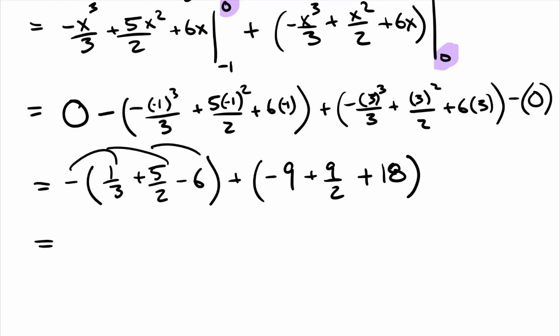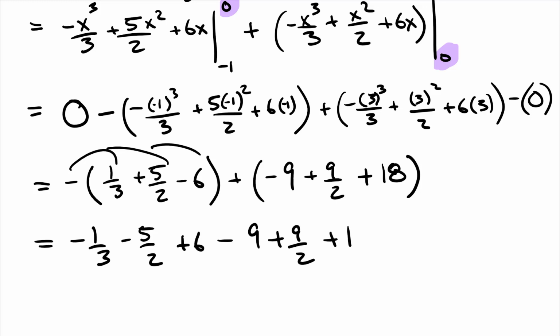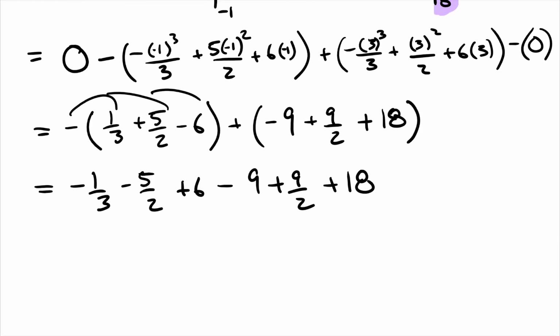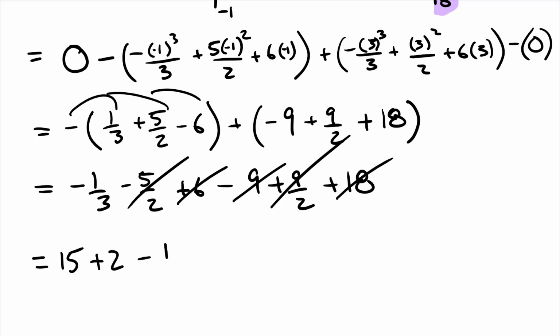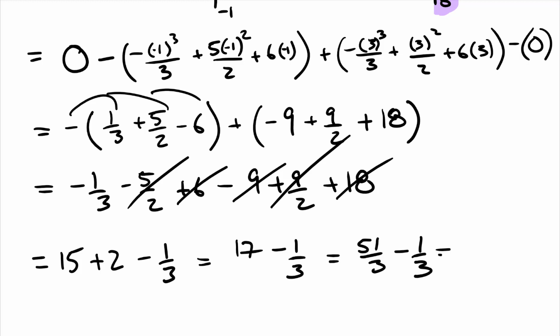So distribute. We got -1/3 minus 5/2 plus 6 minus 9 plus 9/2 plus 18. So what is that? 9, 15. -5/2 plus 9, that's 4/2, that's 2. Minus 1/3. So what do we got? 17 minus 1/3. Age onset dyslexia there. Telling you, don't get old, y'all. So you have 51/3 minus 1/3. You get 50/3 of a unit.